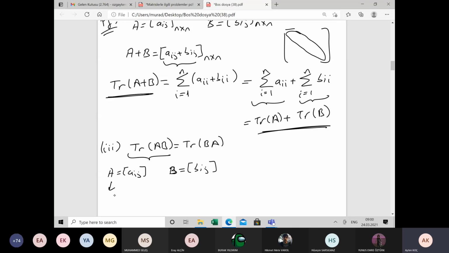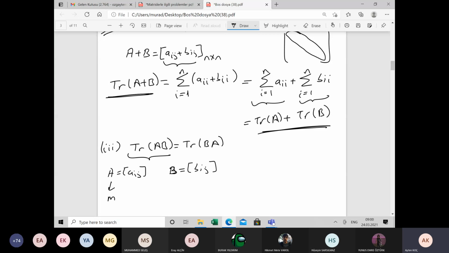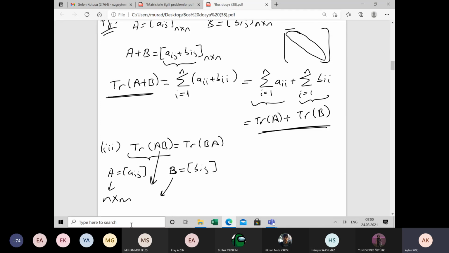For example, A is an n by n matrix. We know that this one is square, n by n. But here we can mention the trace of this product. So this product is defined, and it means this one should be equal to m by k, for example.